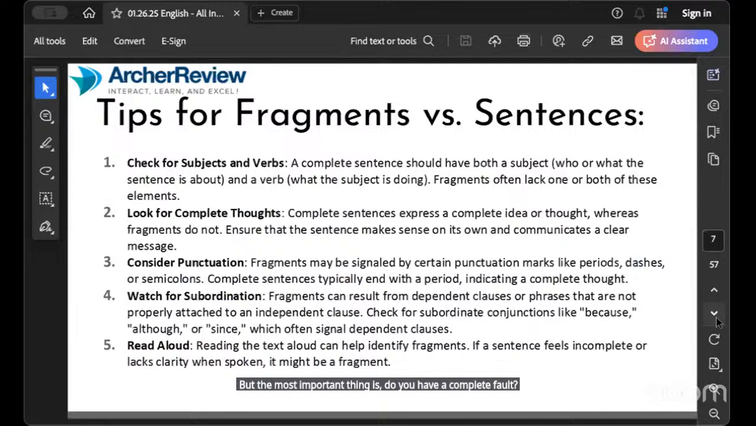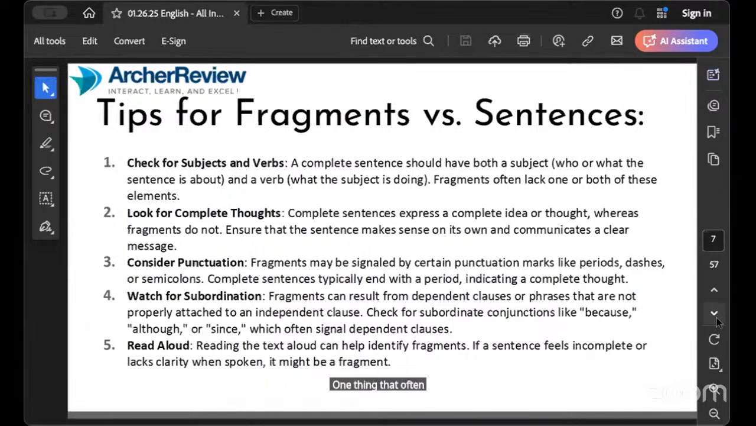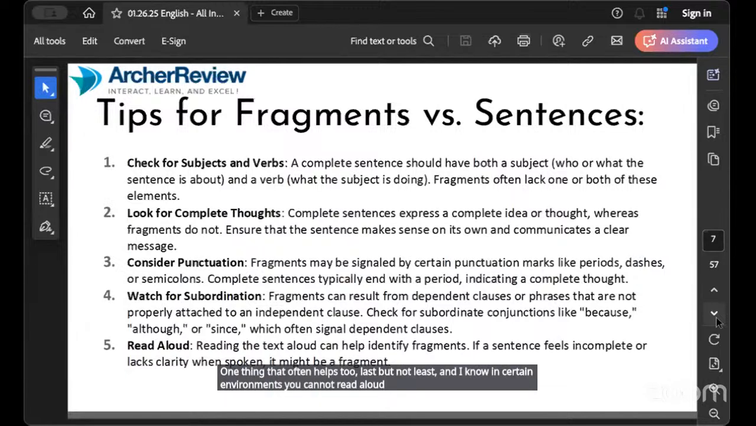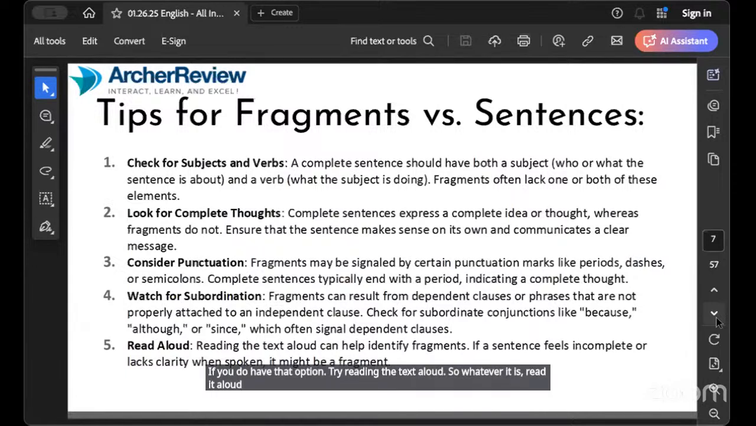So again, dependent clauses will have a subject, will have a verb, because that's what makes them a clause. However, they will not express that complete thought. One thing that often helps too, last but not least, and I know in certain environments you cannot read aloud. Obviously, you can't start talking during your exam. However, if you do have that option, try reading the text aloud. So whatever it is, read it aloud, because oftentimes you can hear a fragment.